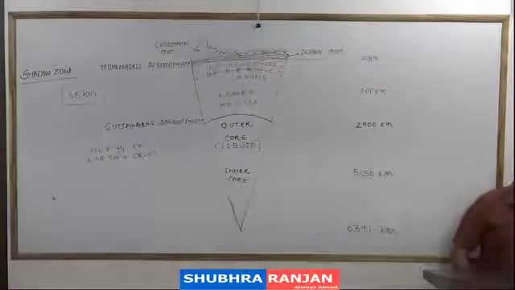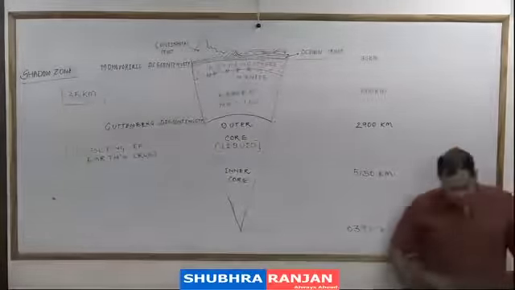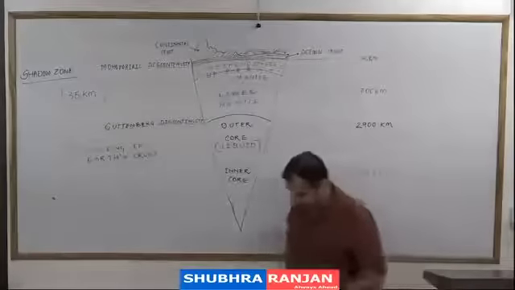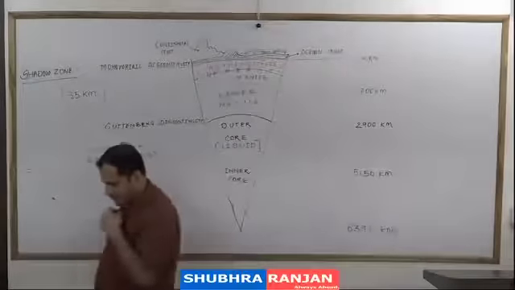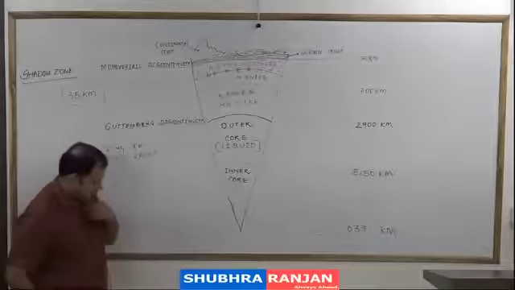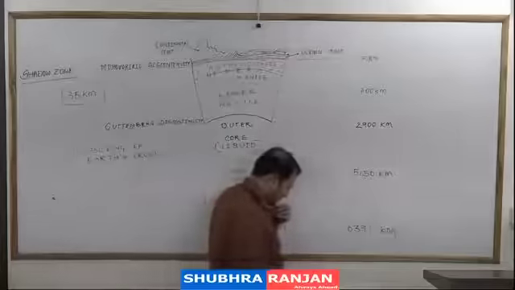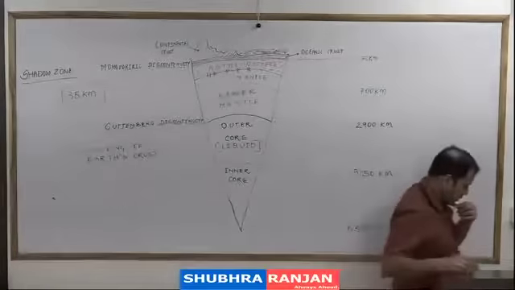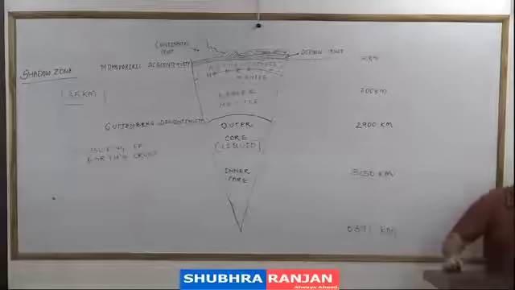The crust mantle boundary is known as Moho discontinuity.